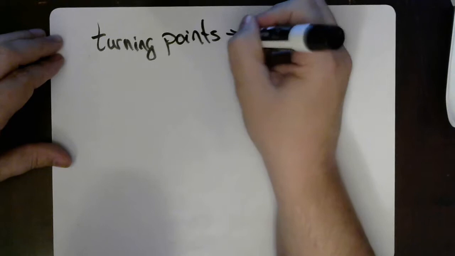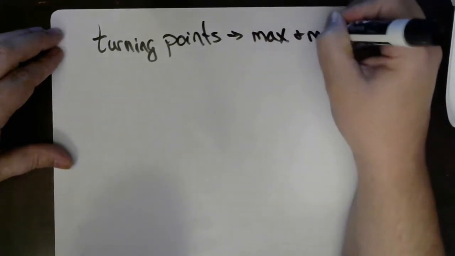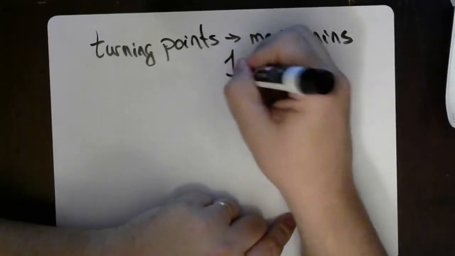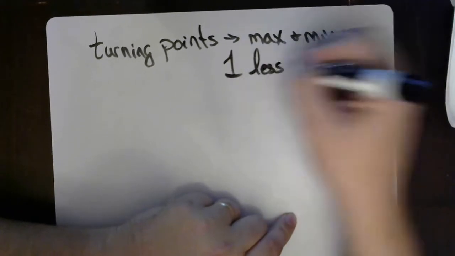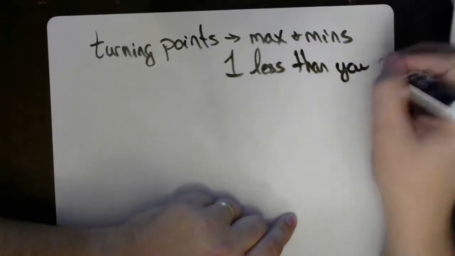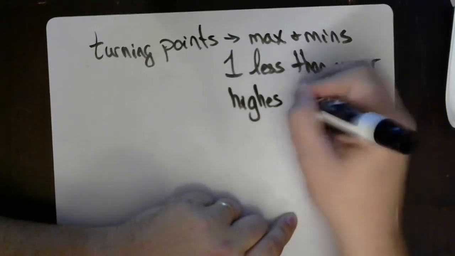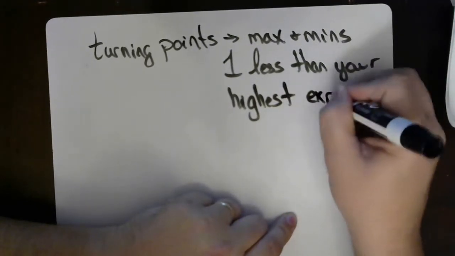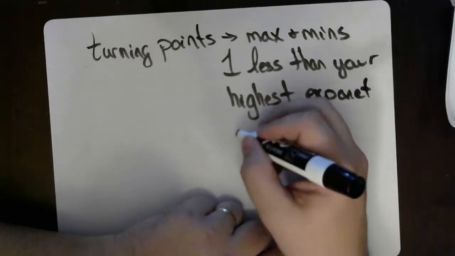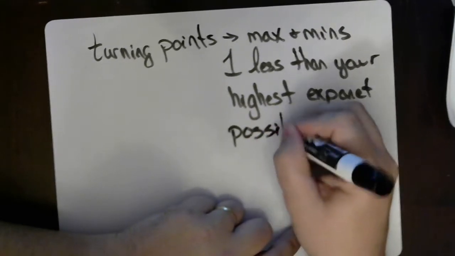And here's the key: turning points are maxes and mins in a polynomial. The number of turning points is always going to be one less than your highest exponent, and it's a possibility.